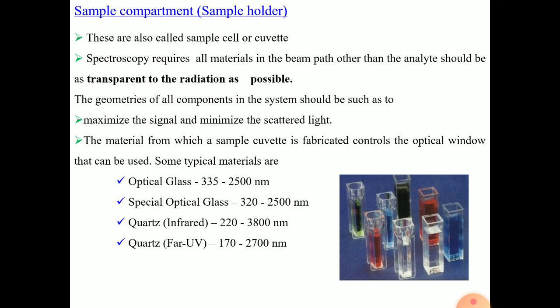Next is the sample compartment or sample holder. In the diagram I mentioned, we generally call it cuvettes. They have a rectangular shape, with two rough surfaces and two smooth surfaces. We have to touch the rough surfaces and place the sample cell in the sample holder in such a way that the light passes through the smooth surfaces only.